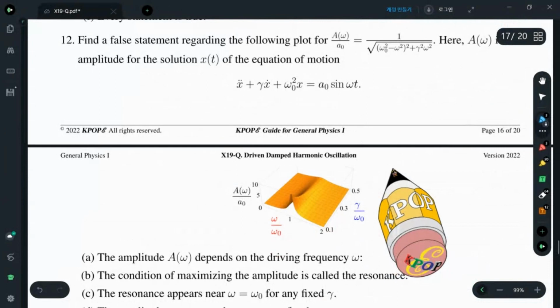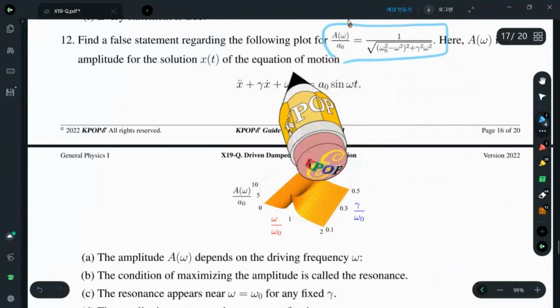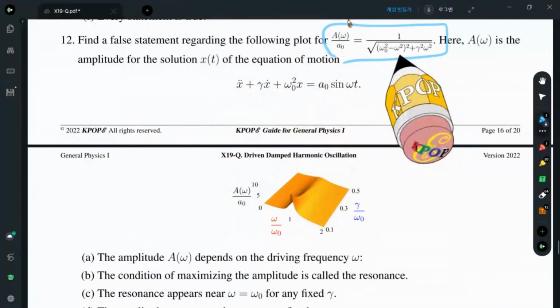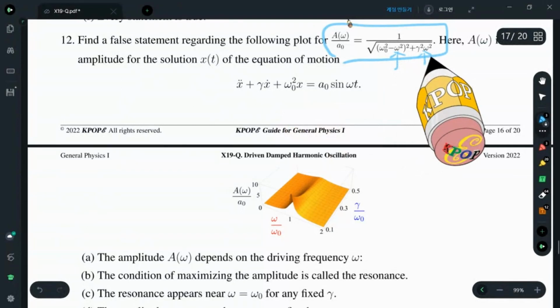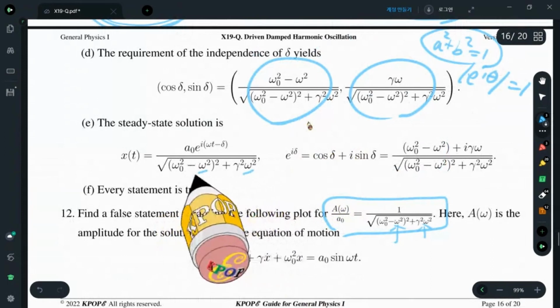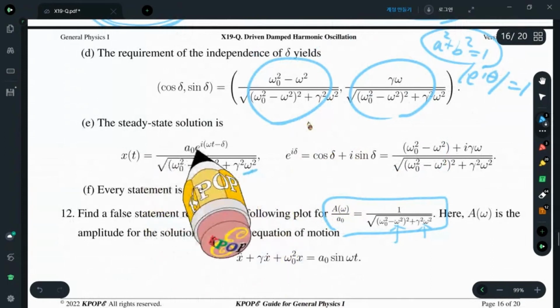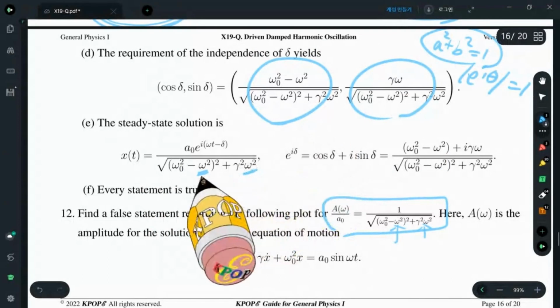Finally, now we would like to analyze the structure of the amplitude. The structure of the amplitude contains the omega in the denominator. In the denominator, omega appears. So the amplitude of the particular solution depends on the value of omega.